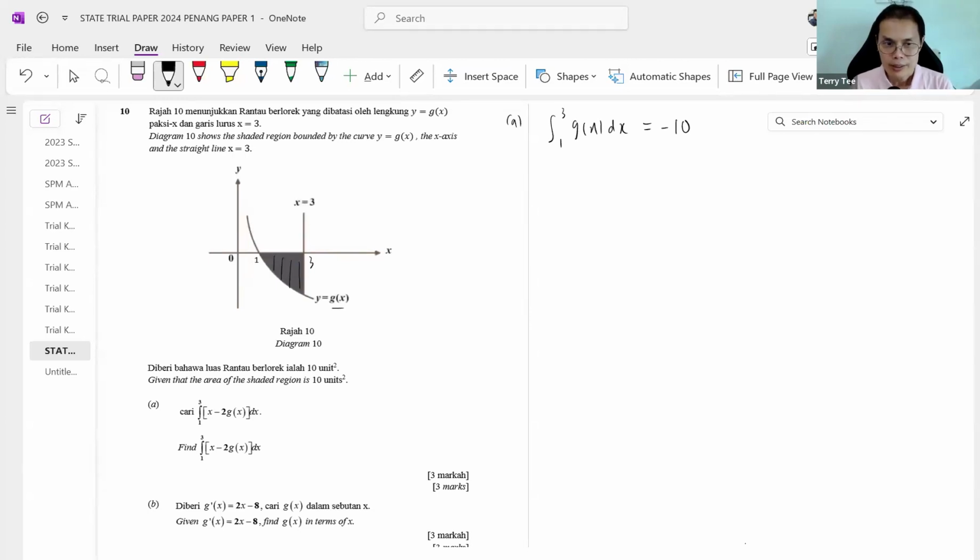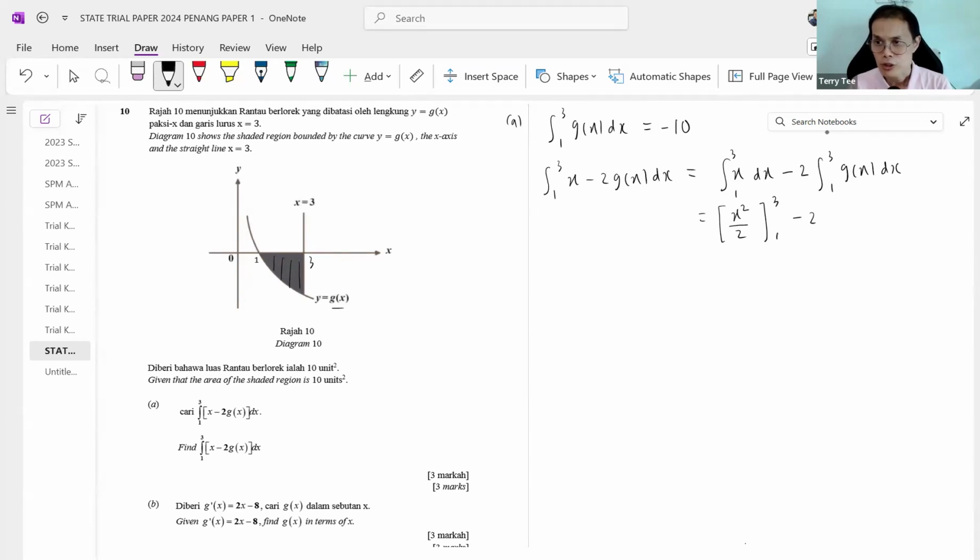Now, what we're finding is integration 1 to 3 x minus 2 gx dx. So I'm going to break this up to integration 1 to 3 x dx minus 2, take out the 2, 1 to 3 gx dx. Okay, when you integrate x, you're going to increase the power by 1, 2, divide by 2, right? This is the general form. Limit is from 1 to 3. When you integrate 1 to 3 gx dx, this is already given, it's negative 10. So I'm going to substitute inside, negative 10.